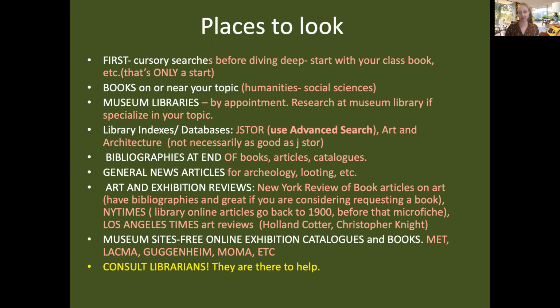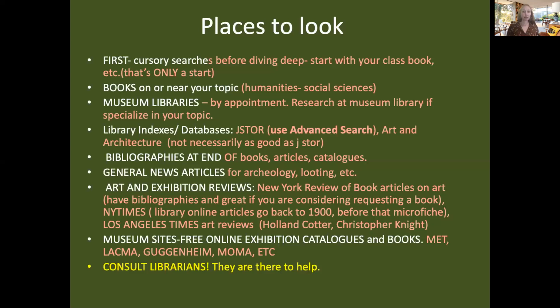They often have whole folders on your artist, collections, not just books, but primary sources that you wouldn't expect, such as catalog resumes. Libraries index in databases. JSTOR, always use the advanced search in JSTOR. There's the Art and Architecture database, which I don't find as useful as JSTOR. Especially in art, you can cross-reference with anthropology and sociology and history.